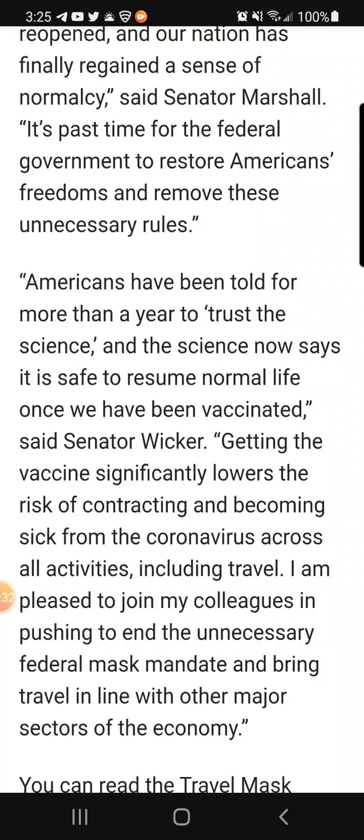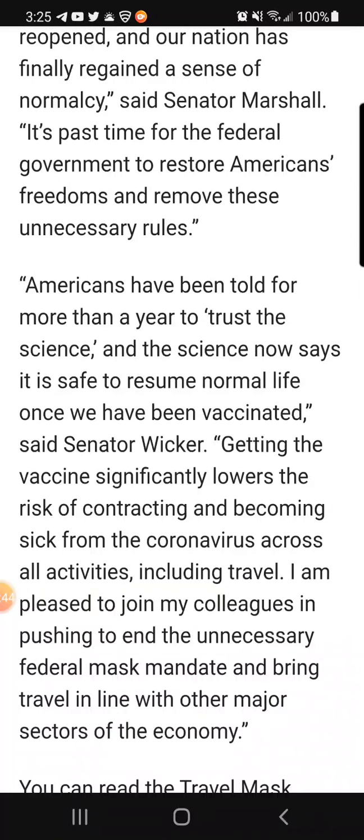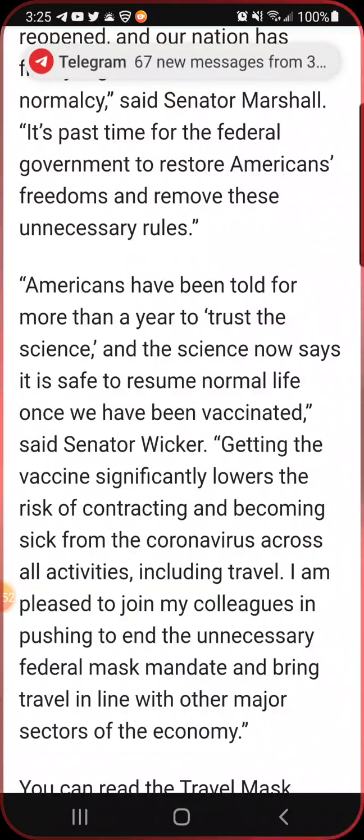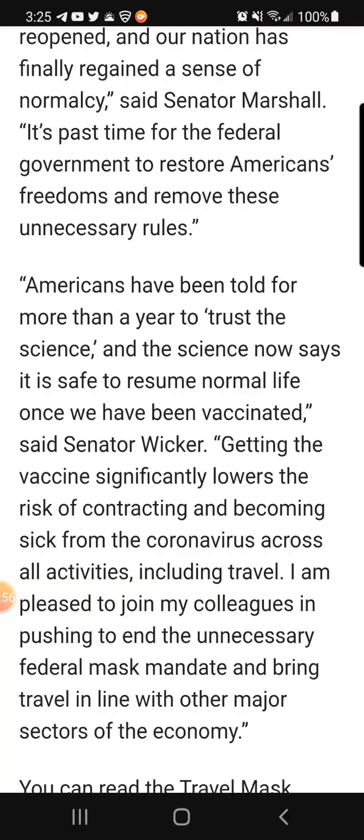Getting the vaccine significantly lowers the risk of contracting and becoming sick from the coronavirus across all activities. Well, excuse me, but the jabs are dangerous. Hello, they're the bioweapons. Fauci the Weasel has designed this mess to kill off the black community because that's what he wanted. Fauci does. Fauci the Weasel does.